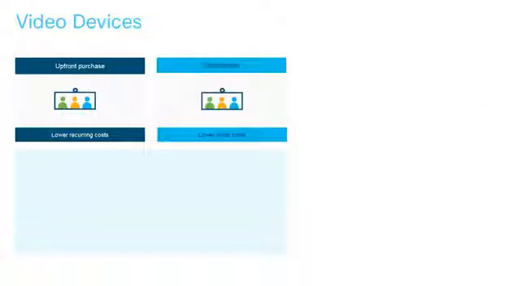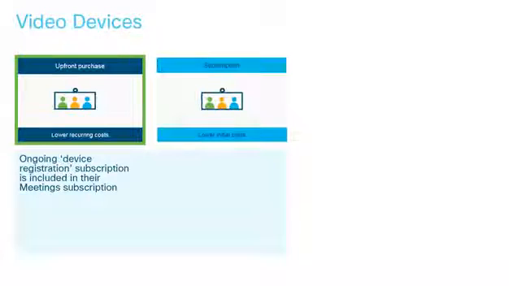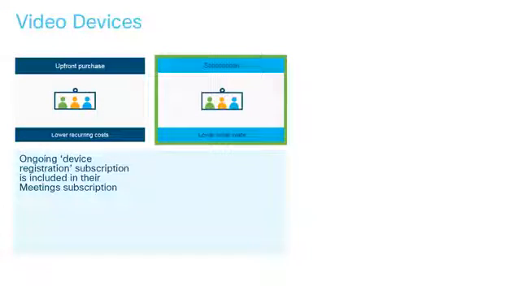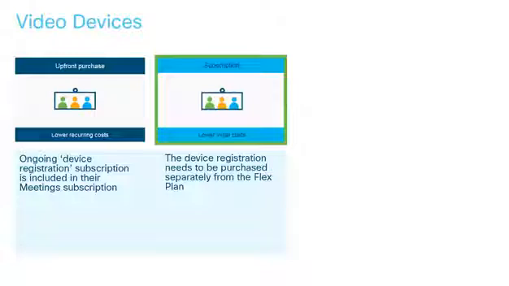Devices can be attached to your Collaboration Flex Plan. There are two models. The customer can buy the device up front, or they can buy the device as a subscription and attach the device as part of the Flex Plan. If they buy the device up front, their ongoing device registration subscription is included in their meeting subscription in the Flex Plan.